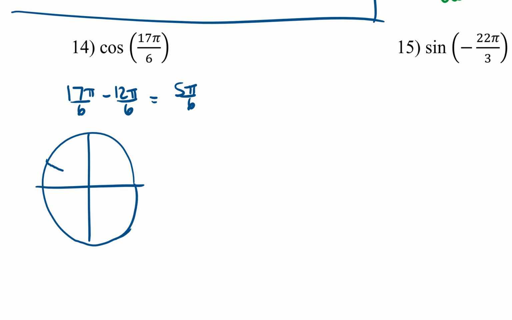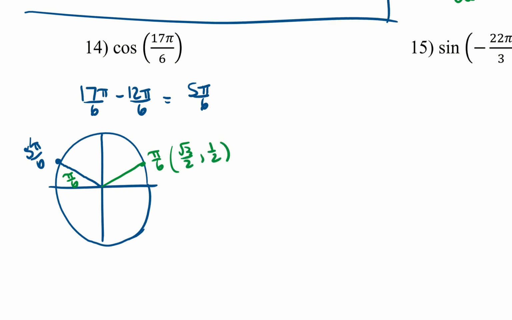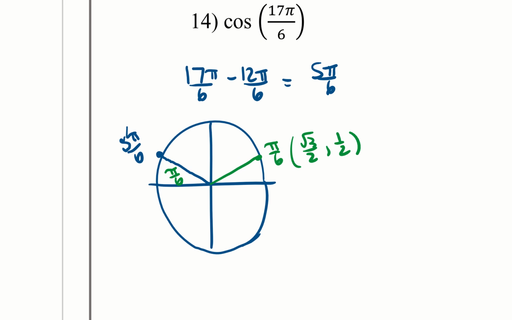5 pi over 6 is here, which is pi over 6 units away from the x-axis. So this is related to a pi over 6 angle. Pi over 6 is root 3 over 2, 1/2. We were just looking at that. So 5 pi over 6, which is coterminal with 17 pi over 6, would have the coordinates of negative root 3 over 2, 1/2. And I want the cosine, which should be the x-coordinate of this.